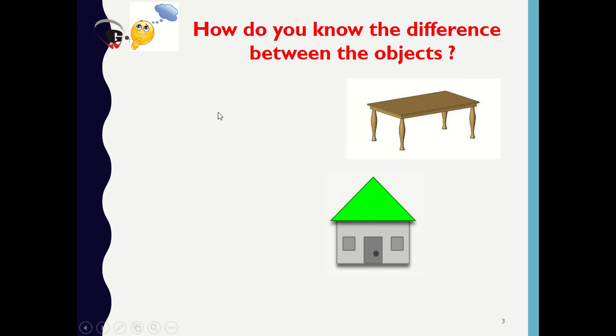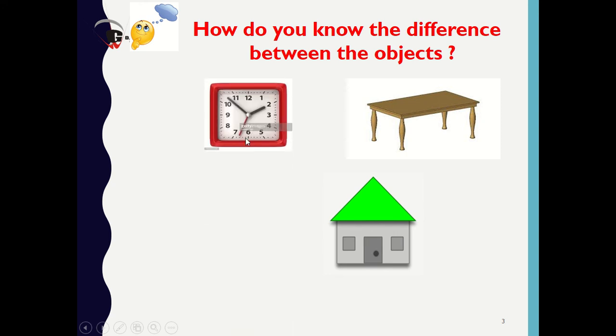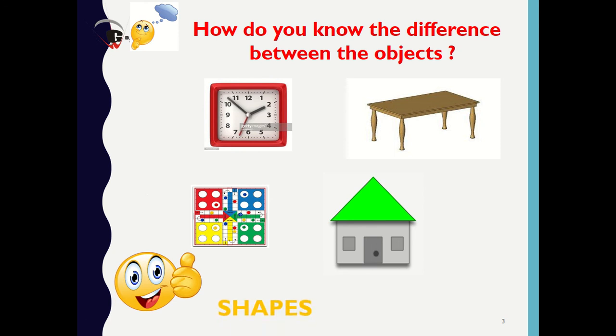So children, how do you know the difference between the objects? Like this is a table, hut, wall clock, Ludo game. Yes, by their shapes. So all these objects are having different shapes. So today we will learn about different shapes.